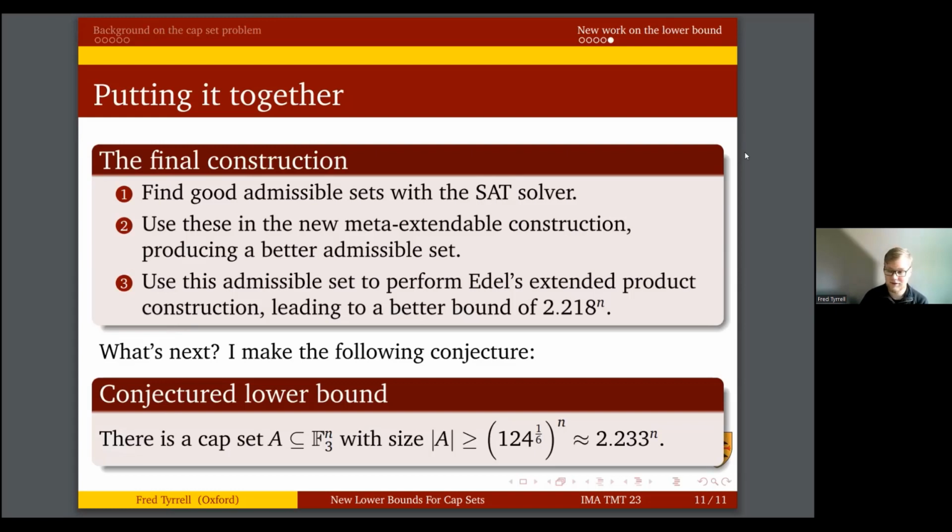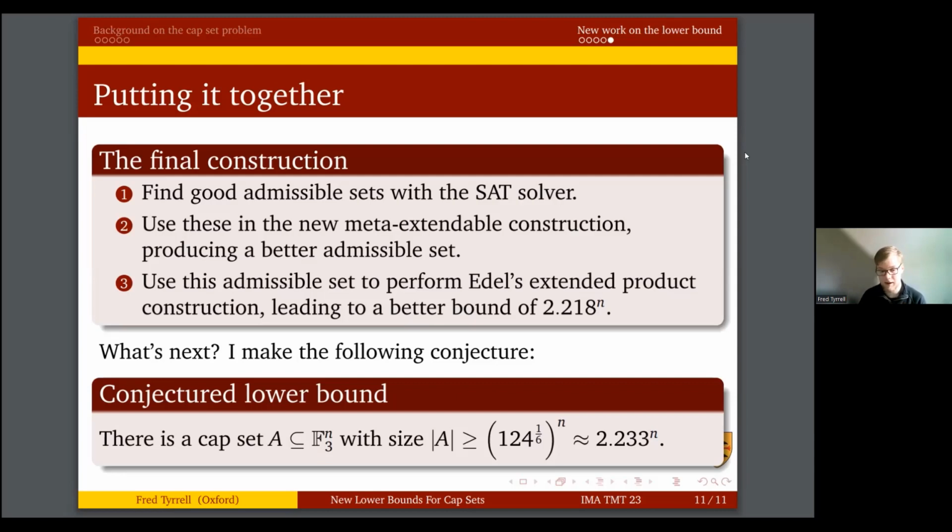I used my SAT solver to find better admissible sets. I put these better objects from the computer into my new construction to find even better objects. And I used these twice-better objects in the original construction of Edel to get a better bound than he could. It's like if I'm making a cake, and not only have I bought some better flour, I've also now got a better whisk to use as well.